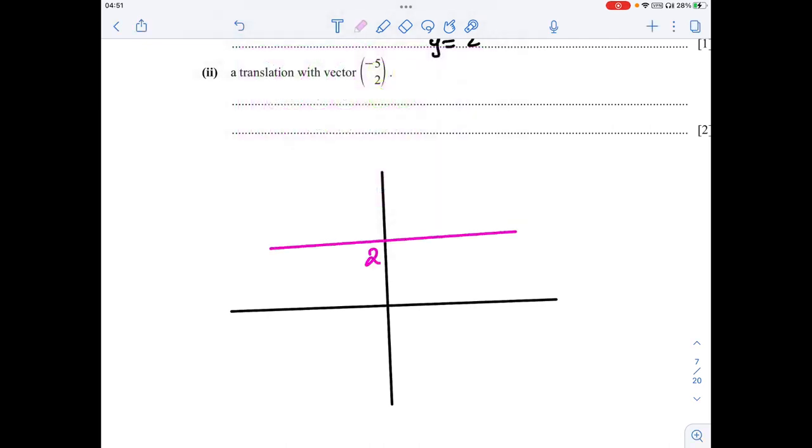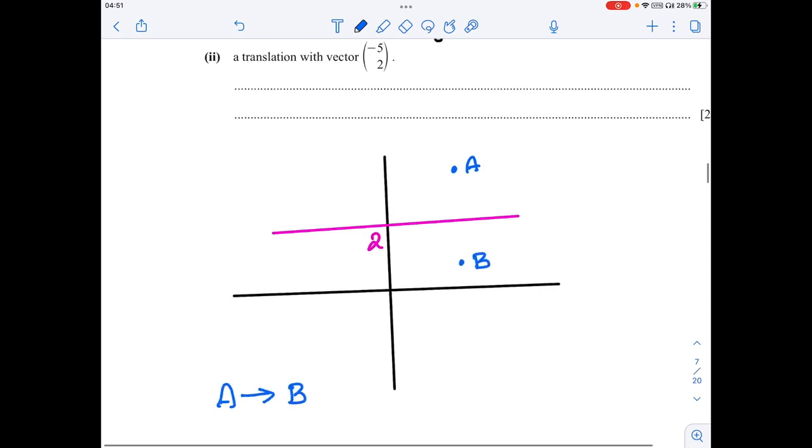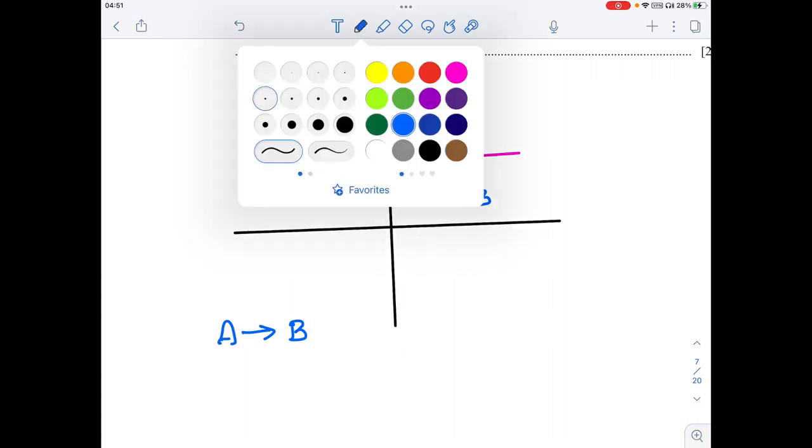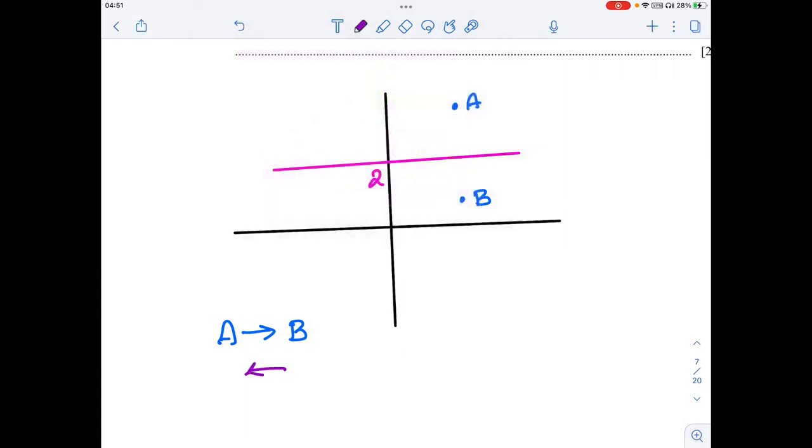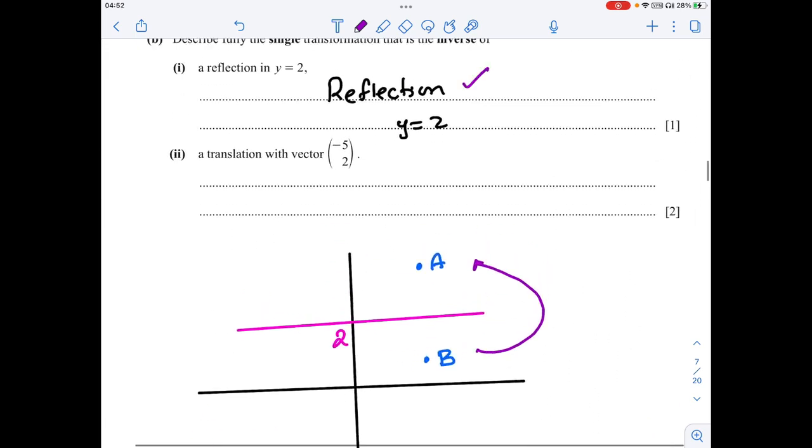Okay. Now we take a point A. Its reflection on y equals 2 may be over here, point B. So A is becoming B. Now what is it telling? He has to do the inverse. What does it mean? B should become A. So again you have to reflect on y equals 2.